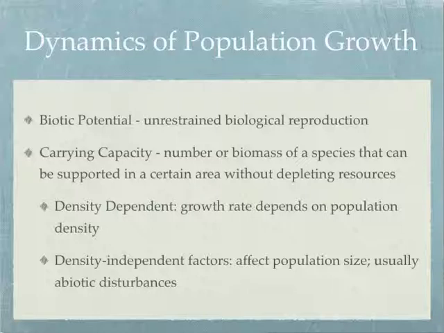A density-independent factor is one that will affect the population size regardless of how many individuals are in the population. This is any kind of abiotic disturbance, such as a natural disaster, storm, hurricane, flood, earthquake, fire. These are all examples of density-independent factors. When we look at the biotic potential and the carrying capacity combined, we can see a model of what the population growth would look like in an area.